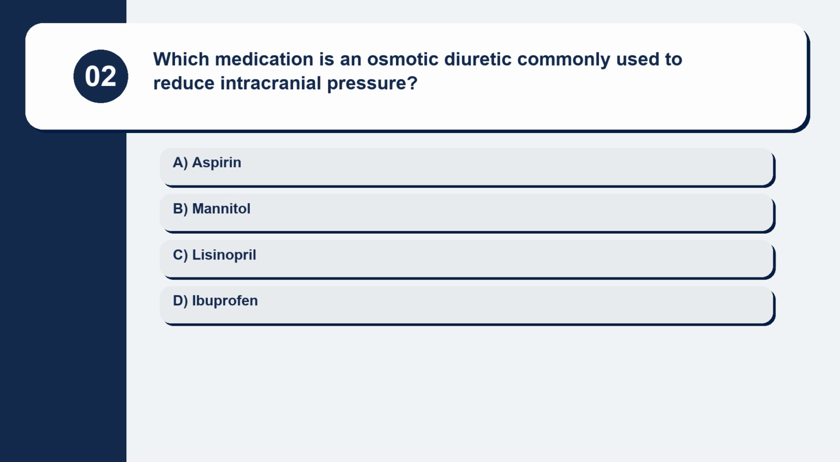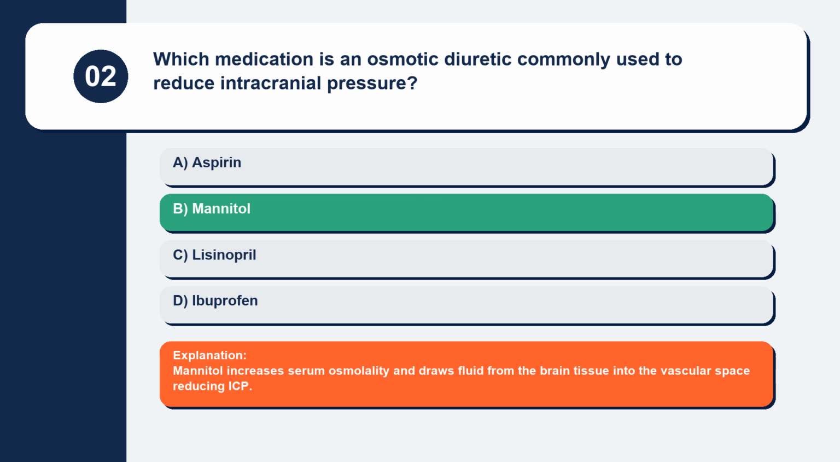Question 2. Which medication is an osmotic diuretic commonly used to reduce intracranial pressure? Aspirin. Mannitol. Lisinopril. Ibuprofen. Mannitol increases serum osmolality and draws fluid from the brain tissue into the vascular space, reducing ICP.